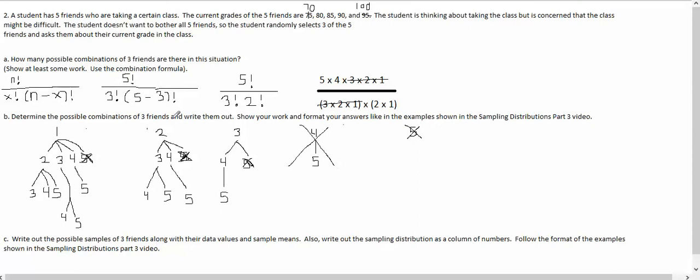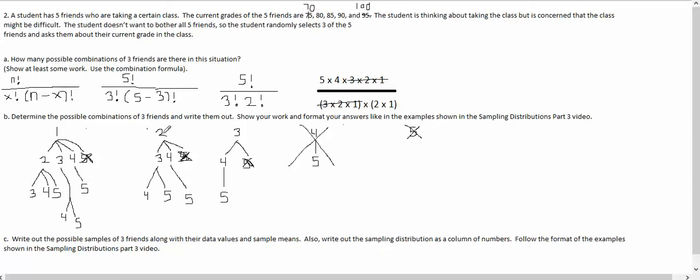And now let's count how many combinations we have of 3 people. Let's follow this tree. The first one is 1, 2, 3. Then we have 1, 2, 4, and 1, 2, 5, just following down the branches. So that's 3 combinations already. Now we have 1, 3, 4, and 1, 3, 5. So that's 5 combinations now. Then we have 1, 4, 5, which is 6 combinations.